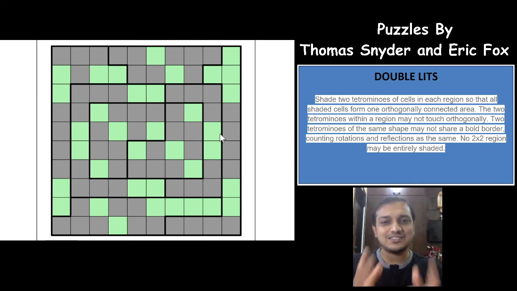And now this group will have to connect using the other tetrominos because this is totally stranded, which means it cannot be L and it has to be T. Wow. And that completes this excellent puzzle by Thomas Snyder. What an excellent puzzle this was.